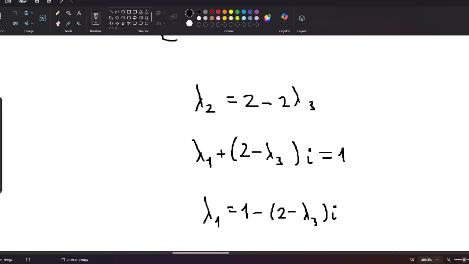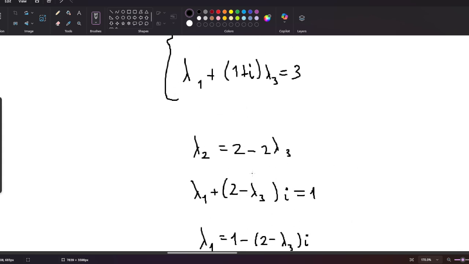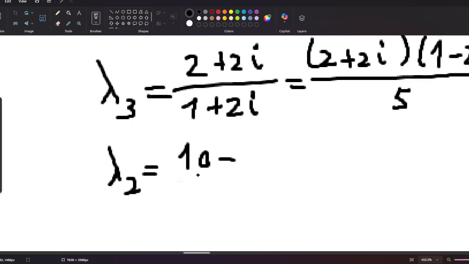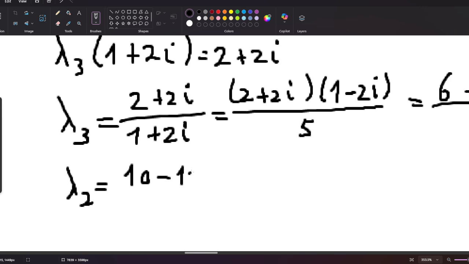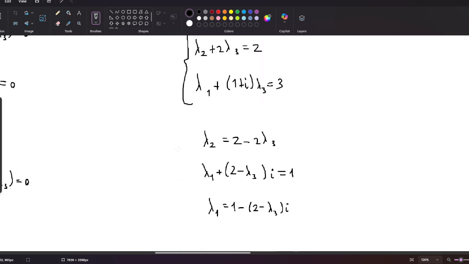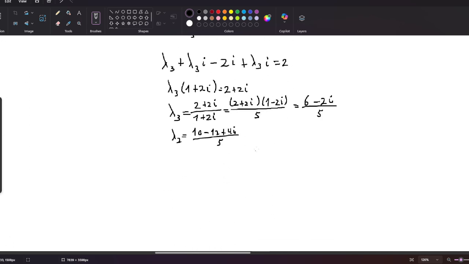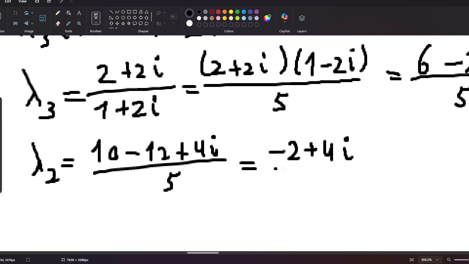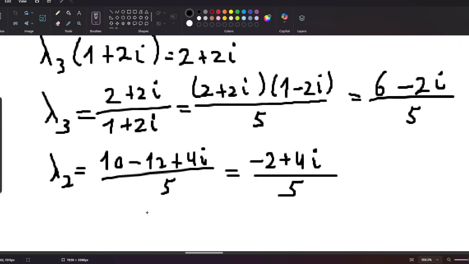Lambda 2, we have expressed as 2 minus 2 times lambda 3. So 10 minus 12 plus 4i all over 5. I think that's how it would go. Minus 2 lambda 3. Okay, it seems correct. -2 plus 4i over 5.